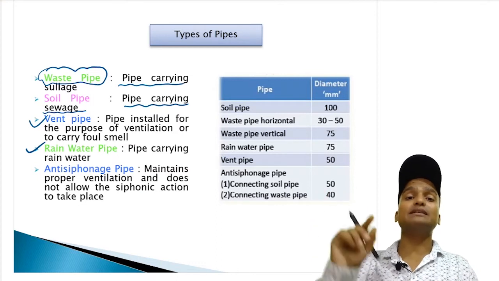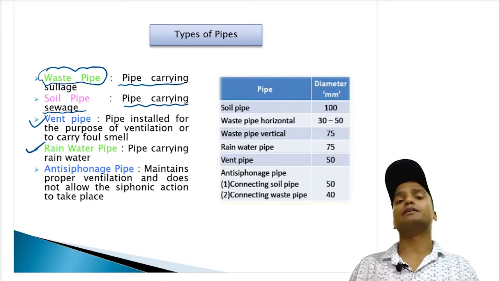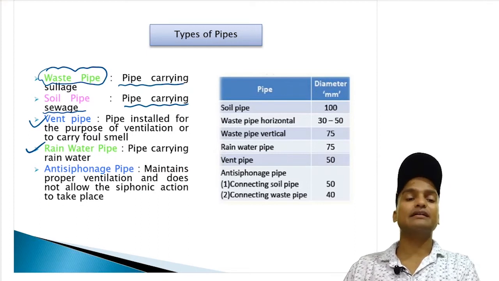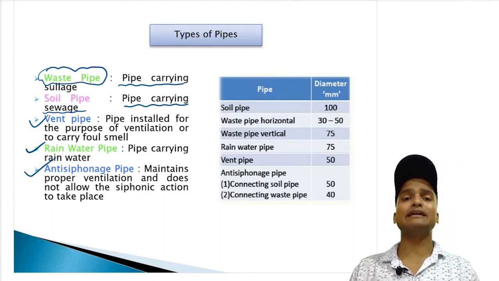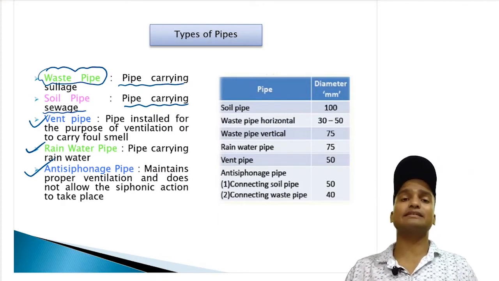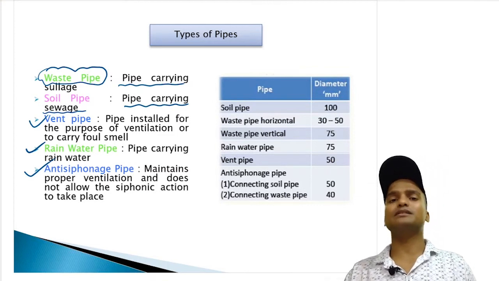And then comes the rainwater pipe, as I have discussed, that pipe which carries only the rainwater discharge from the terrace to the sewers. We are not going to mix rainwater discharges with the waste pipe or the soil pipe discharges, which are designed for other purposes, and this way we also do not pollute the rainwater unnecessarily. And the last one is the anti-siphonous pipe. Its basic function is maintaining proper pressure differences in the piping system, and it doesn't allow siphonic action to take place. See, due to siphonic action, what happens? The water discharge gets stopped and pressure builds up inside, and it does not allow the discharge to occur.